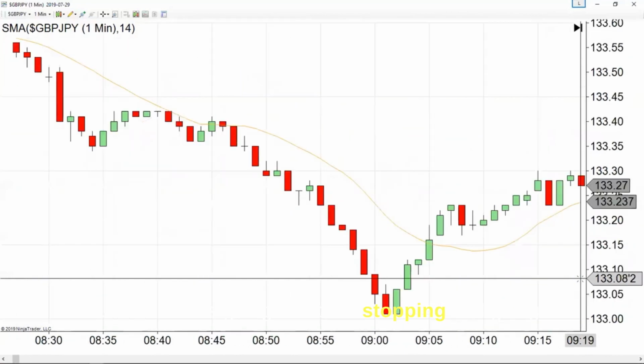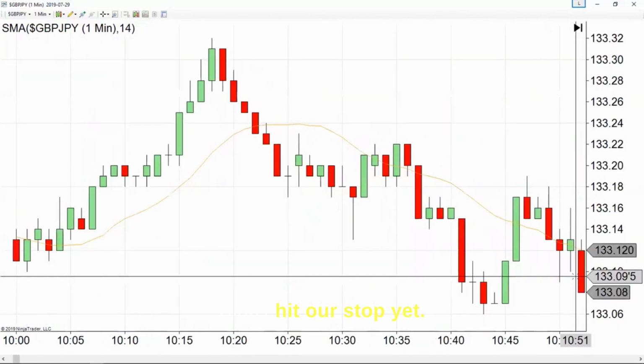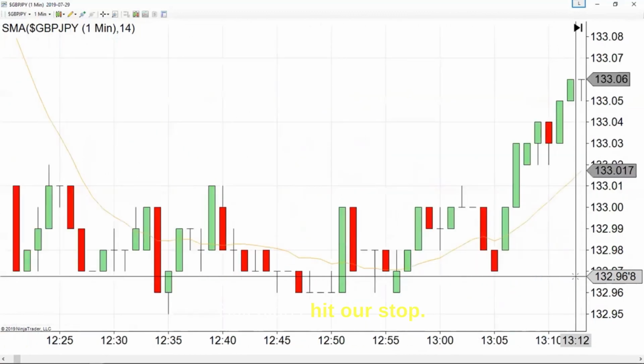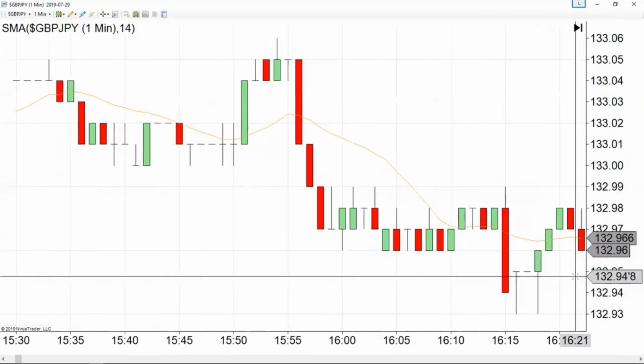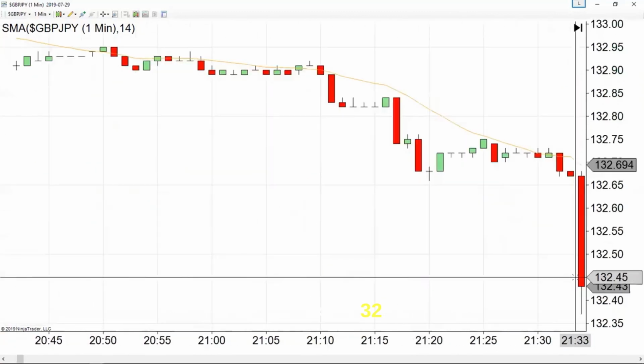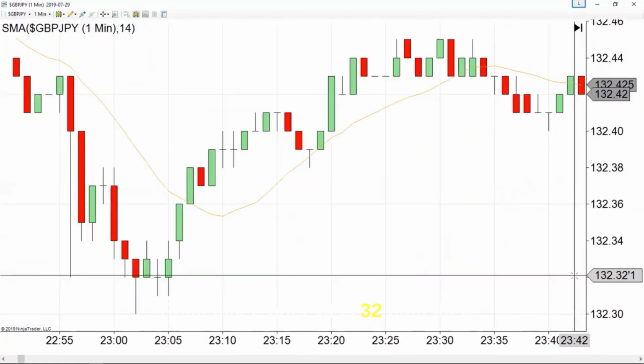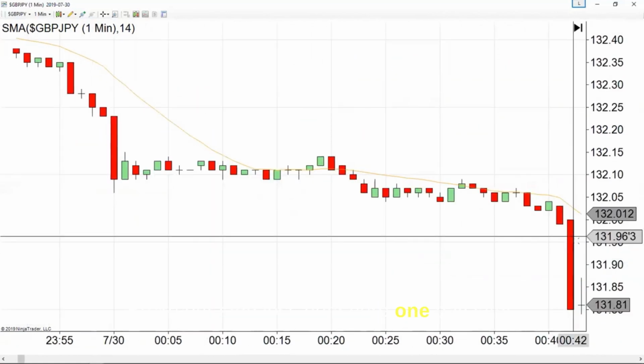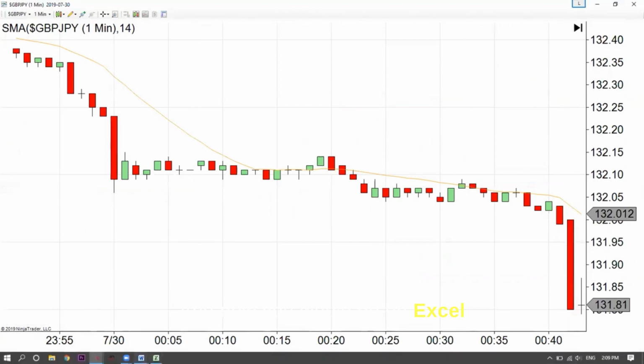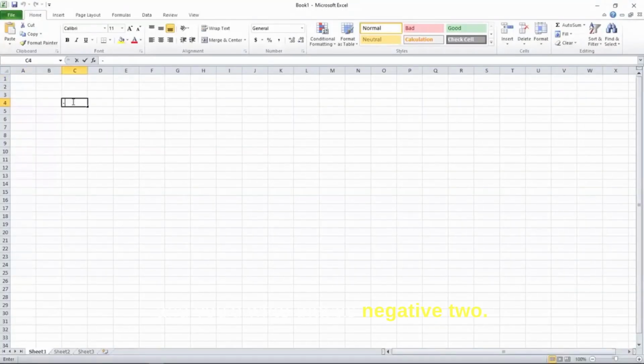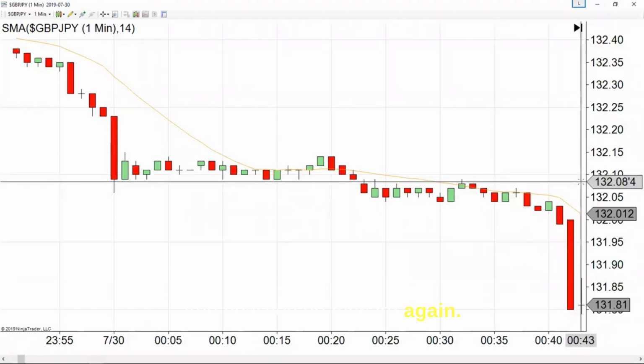Looks like it's going to hit our stop. And you keep going and going. Didn't hit our stop yet. Still didn't hit our stop. Remember, our exit is 32. Right there, broke our stop loss. Right here, 1 day later. And now you would go on Excel and you write that as -2. And now you go forward.